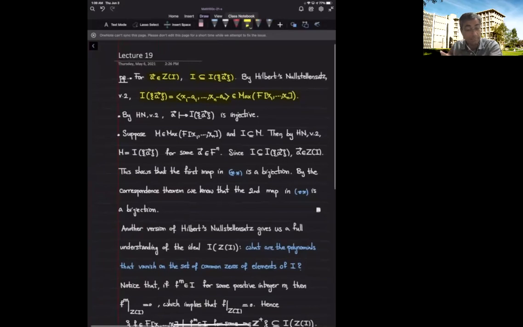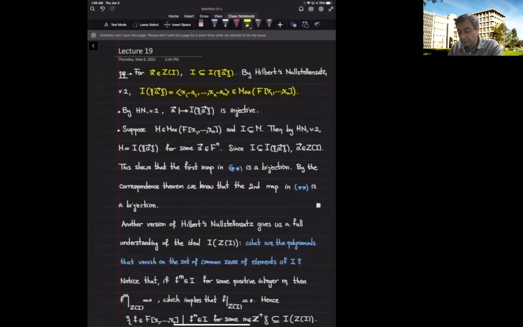So this means the map that I am giving you is indeed well defined, because this maximal ideal contains I. The map that sends A to this maximal ideal is indeed a well-defined map, because I'm sending A to a maximal ideal that contains I.